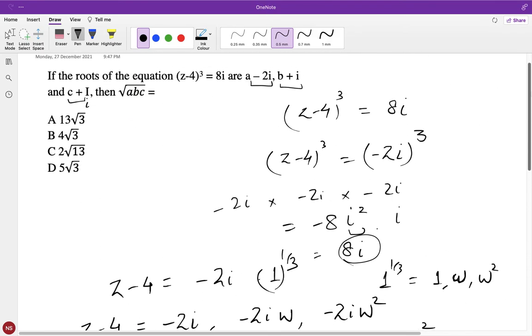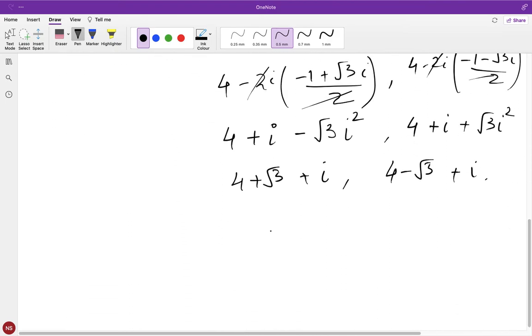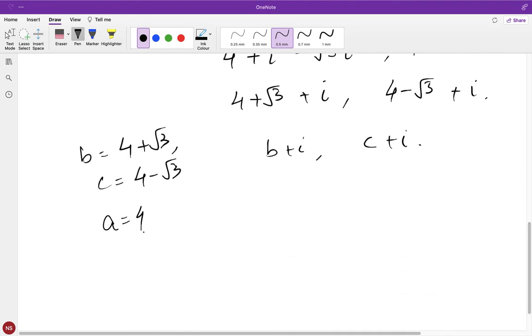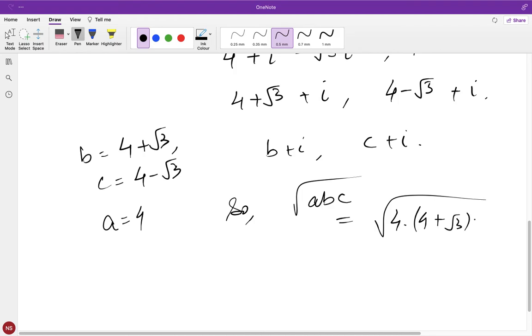The roots are given as b plus I and c plus I. So by comparison, b is equal to 4 plus root 3. C is equal to 4 minus root 3. A is given to me as 4. So square root of A, B, C is what? 4 into 4 plus root 3 into 4 minus root 3. So this is a plus b into a minus b, which is what? Square root of, this is a square minus b square.